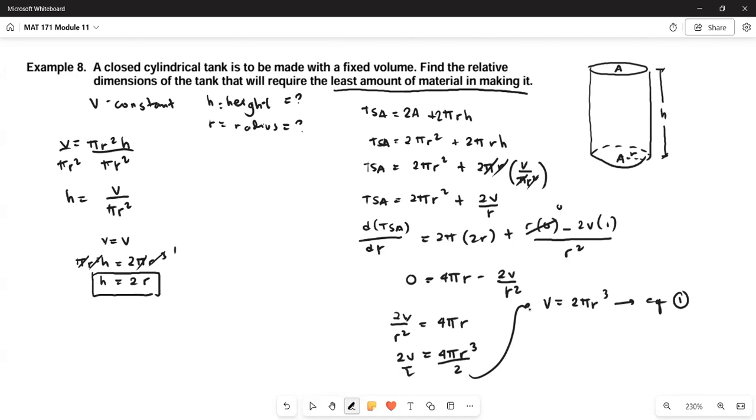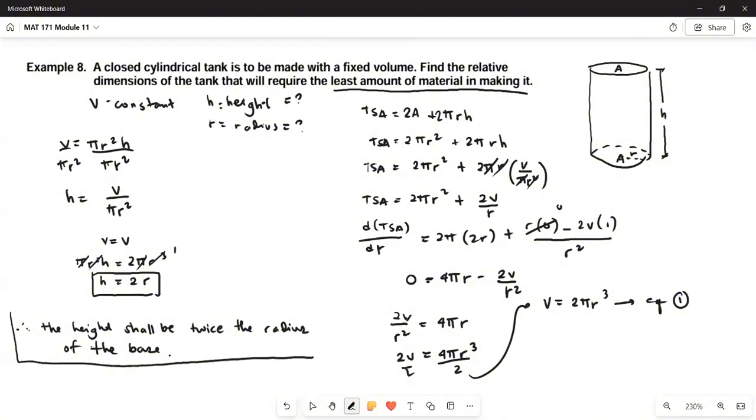So kung yung final answer, pwede natin gawin is in text. Therefore, the height shall be twice the radius of the base. Okay. So yung final answer natin is ito. Tapos kasama yung isang naka-box, yung h is equal to 2r.